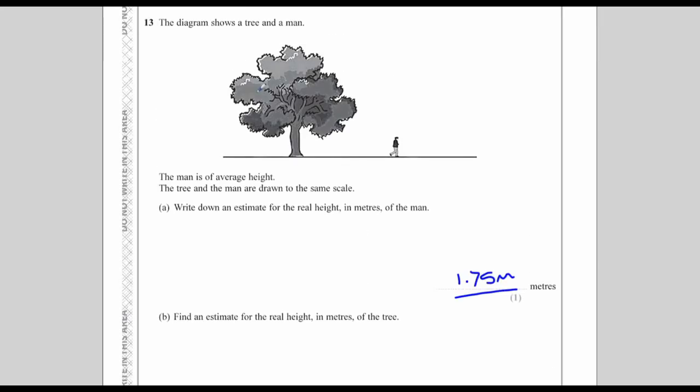So if we're saying this guy is 1.75, how many times does this guy fit into the tree? Okay, so there he is. So 1, 2, 3, 4, about 5. Okay, it's about 5, and it's just an estimate.